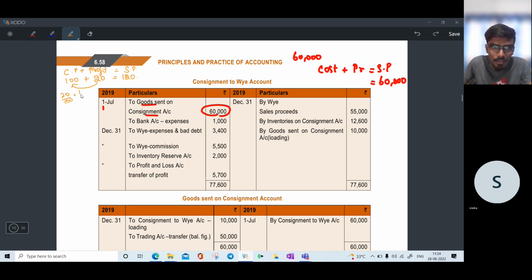20/100 we can write, this is called 1/5. 20/120 we write, this we can call 1/6. So we have only 60,000. On 60,000 we need to multiply 60,000 into 20/120. If we put 60,000 into 20/120, how much will it come? 10,000. On the cost price you will get 50,000.